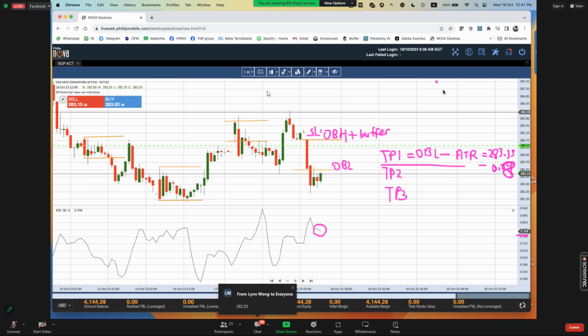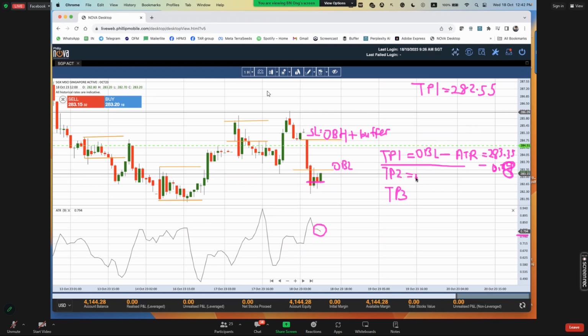So the first TP, let me just write down here, it is 282.55. You see, this is the math part. We don't really need a lot of math, we just need simple math. Now, where is 282.55? It is somewhere around here. Okay, all right, so first TP we are done. We're probably looking at the second TP. Okay, so let's do the second TP.